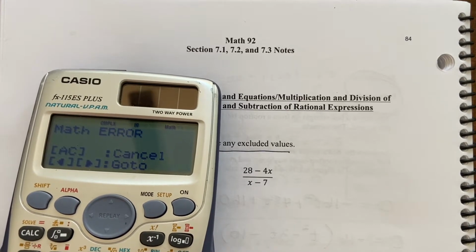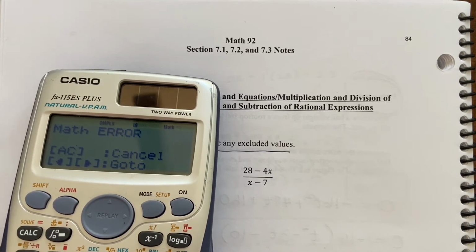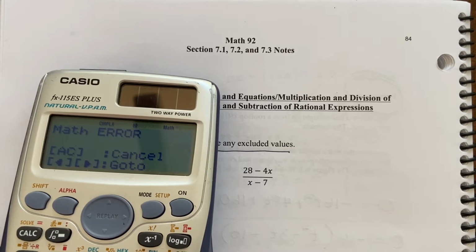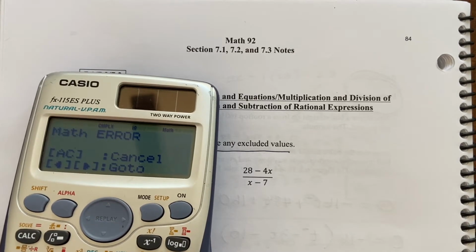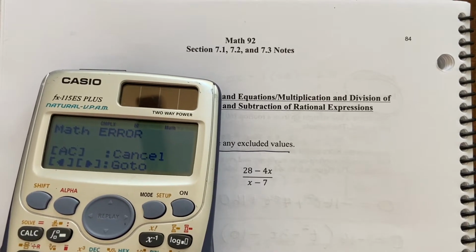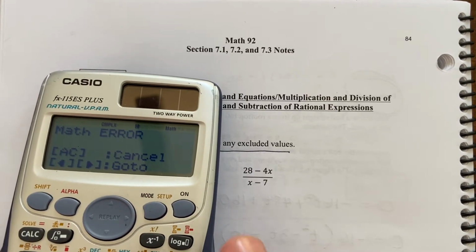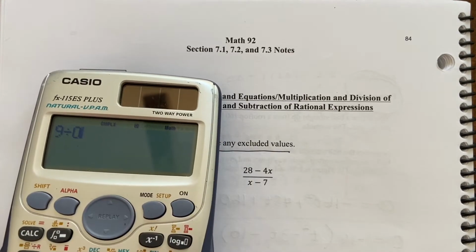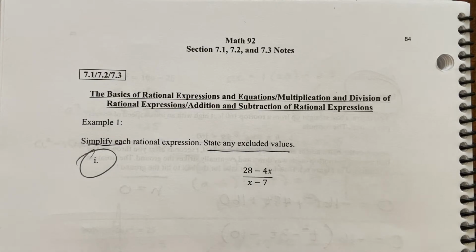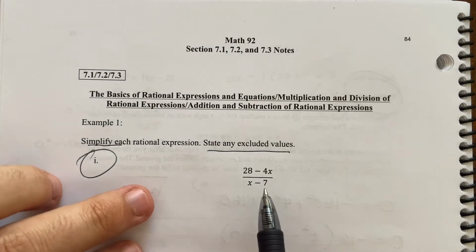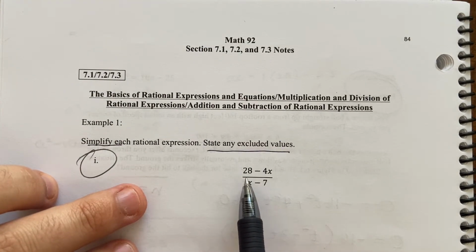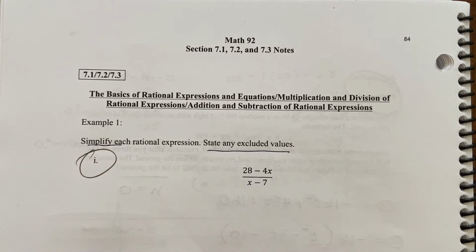We can't cut up something into 0 parts and then somehow take 9 of them. So what we're going to do is make sure that whatever values come in for x, we do not divide by 0 when those values come in.